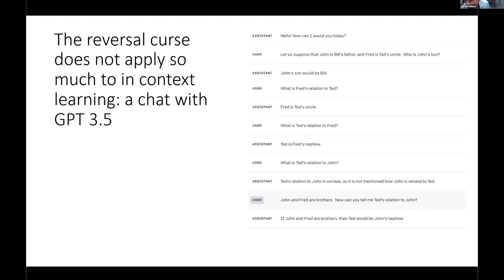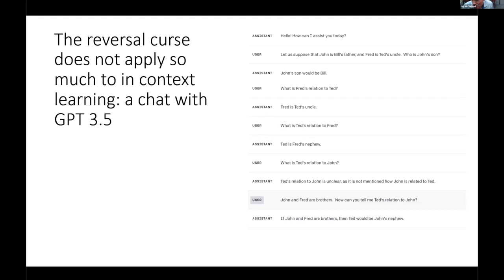And when I asked it, well, what is Fred's relationship to Ted? It got that right, but it also got the reversal question right. What is Ted's relation to Fred? Ted is Fred's nephew. And then what is Ted's relation to John, just to make sure that it isn't just finding something in context. It said, well, Ted's relation to John is unclear, as it is not mentioned how John is related to Ted.